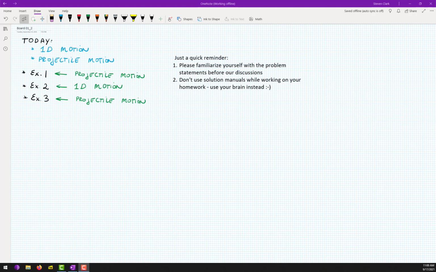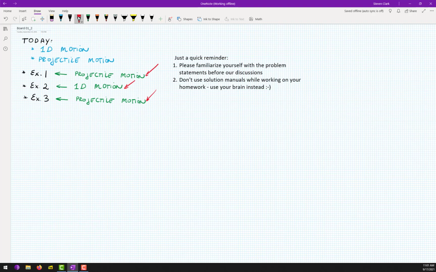Today we will be talking about projectile motion and 1D motion. We're going to do three examples. The first two are projectile, as you can see, and the third one is 1D motion. I believe I am able to finish three of them in 15 minutes. Let's see if I can.